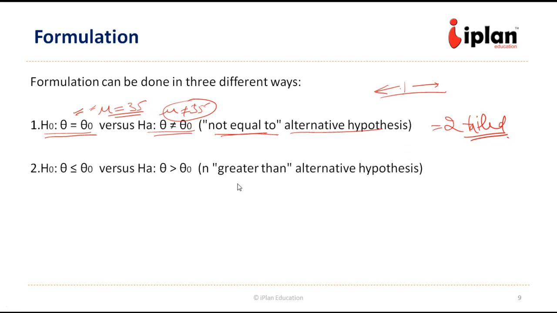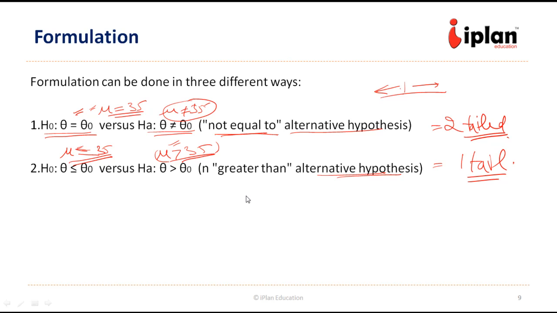Another case could be when we are saying the value of mu is less than or equal to 35. The alternative hypothesis automatically becomes that mu is greater than 35. So if we want to reject the null hypothesis that it is less, or in other words we want to prove that mu is greater than 35, then we take this as the alternative hypothesis. So this is a one-tailed test.